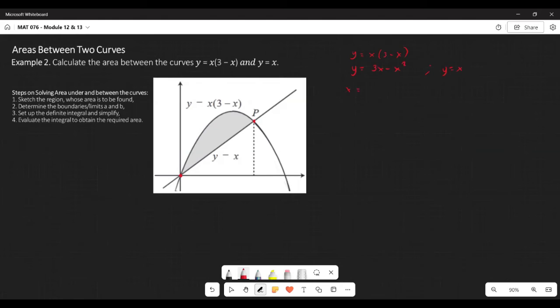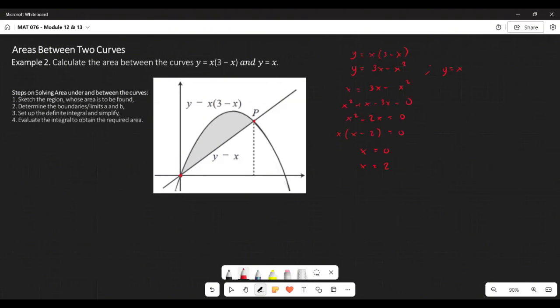So yung y is equal to x, substitute natin dito sa ating function. So ito ay x is equal to 3x minus x squared. So simplify lang natin sila. Magkakaroon tayo ng x squared. Lipat ko lang yung x squared sa kabila. Tapos plus x minus 3x or x squared minus 2x is equal to 0. So x times, factor out ko lang, x minus 2 is equal to 0. Therefore, you will have x is equal to 0 and x is equal to 2.